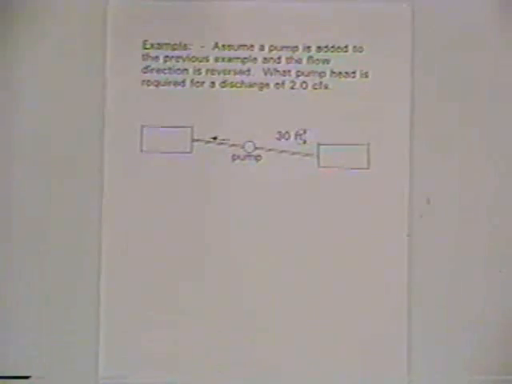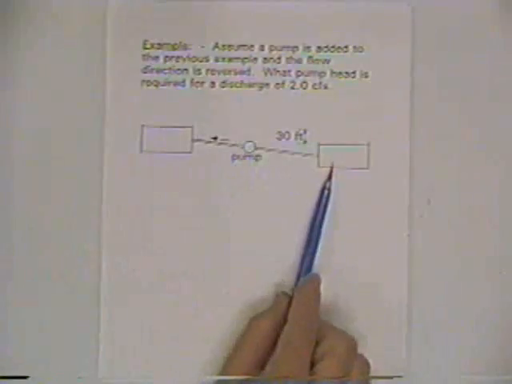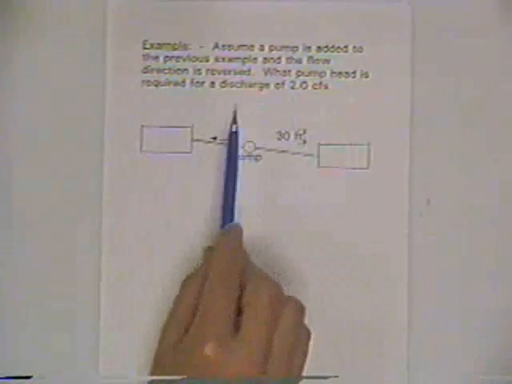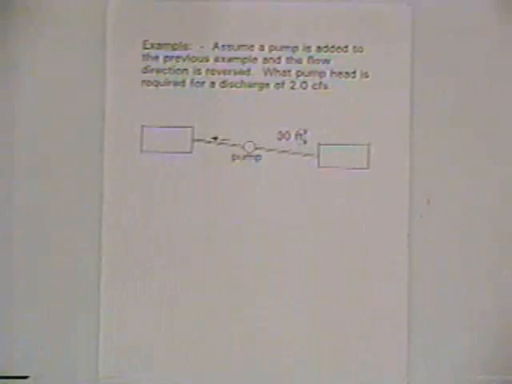And so we want to assume a pump is added to this example, and we're going to make the water flow the opposite way now with the pump. What pump head is required for a discharge of 2 cubic feet per second? That gives us a chance to expand our energy equation to include that pump head term in the energy equation.